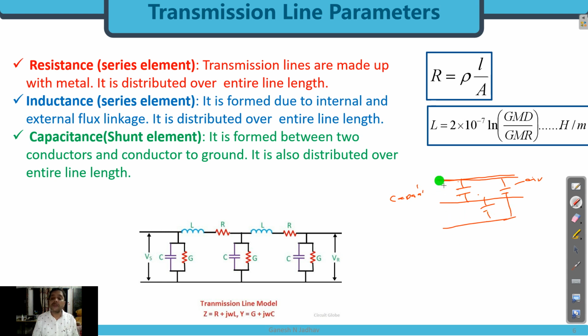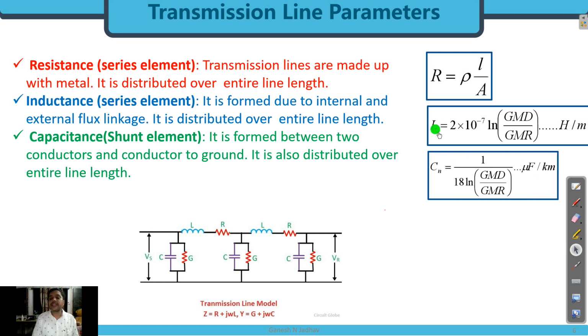Also, this will form a capacitance with respect to ground, because ground is also a conducting material. Two conducting materials with air in between form a capacitance with respect to the ground. These are all shunt elements, that is, shunt connected. Again, it is distributed over the entire length. Every time this word is common, it is a distributed parameter, not a lumped parameter. But for analysis purposes, we'll see.